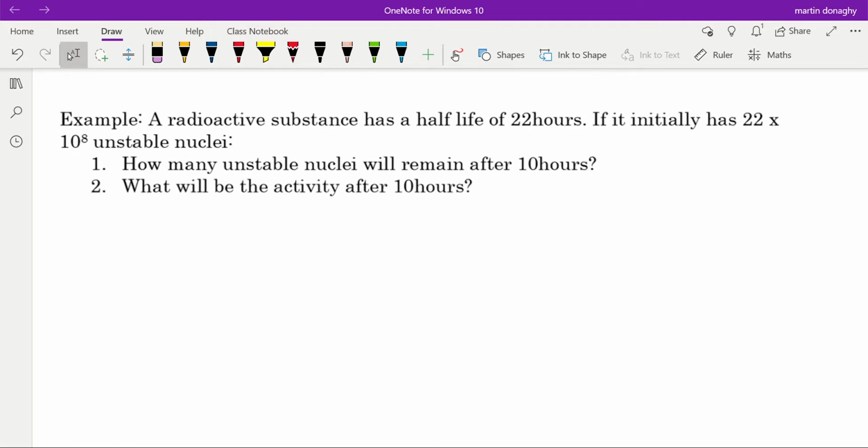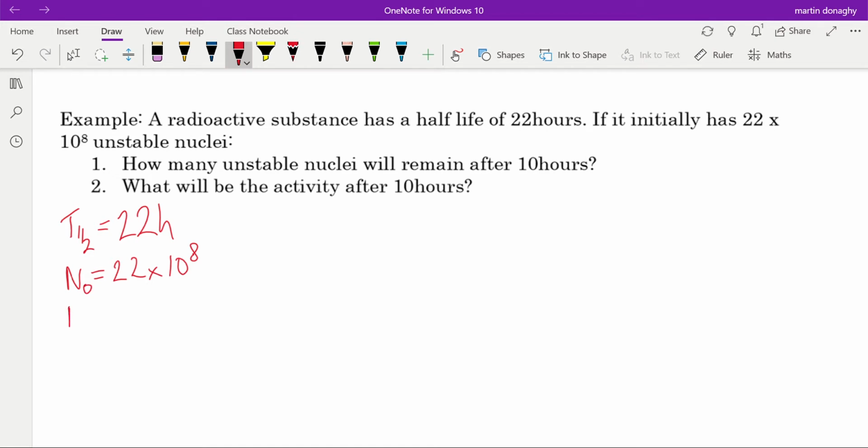Okay, let's look at an example. So we just do the same thing we always do. We extract the information from the question first. So it says a radioactive substance has a half-life of 22 hours. If it initially has 22 by 10 to the 8 unstable nuclei, so that's our initial value, so it's N0.